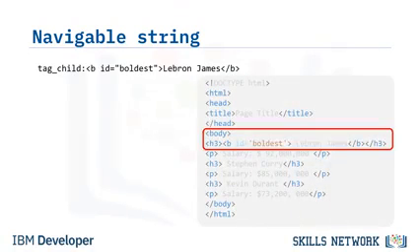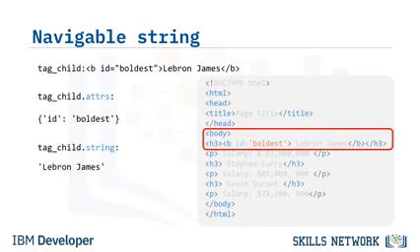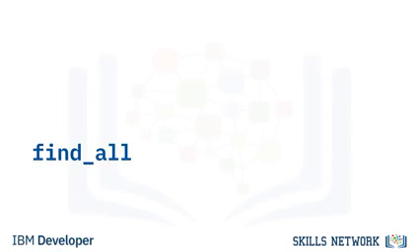Consider the tag_child object. You can access the attribute name and value as a key-value pair in a dictionary as follows. You can return the content as a navigable string. This is like a Python string that supports Beautiful Soup functionality. Now let us review the method find_all. This is a filter. You can use filters to filter based on a tag's name, its attributes, the text of a string, or on some combination of these.